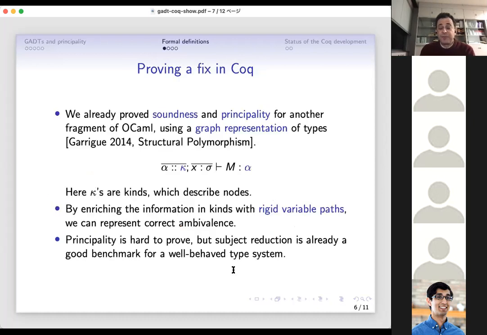So of course, we want to fix that. But when we fix such a bug, clearly this denotes that there was something wrong in the reasoning, and we want to be sure that we don't have another bug left. So it would be nicer to be able to prove that in Coq. And fortunately, we already proved soundness and principality for another fragment of OCaml, using a graph representation of types.